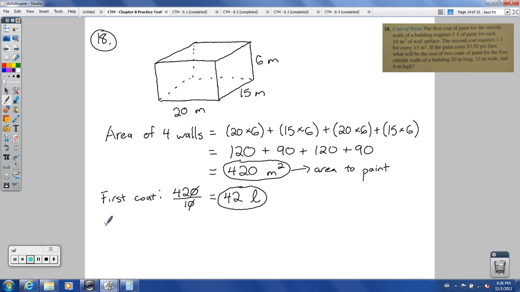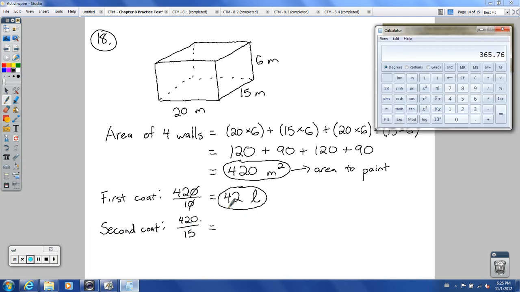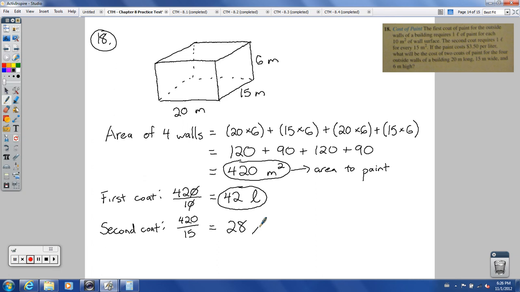For the second coat, it's still covering that same area. It's still covering 420 meters squared, but I'd be dividing that by 15 now. This one I can put on a little thinner, so I already got that first coat established. Then 420 divided by 15, that one I'm not so sure off the top of my head, so I will use a calculator, and that gives me 28. Okay, so 28 liters for the second coat. Now if we put that together, this is going to be 70 liters total that we have to buy of paint.